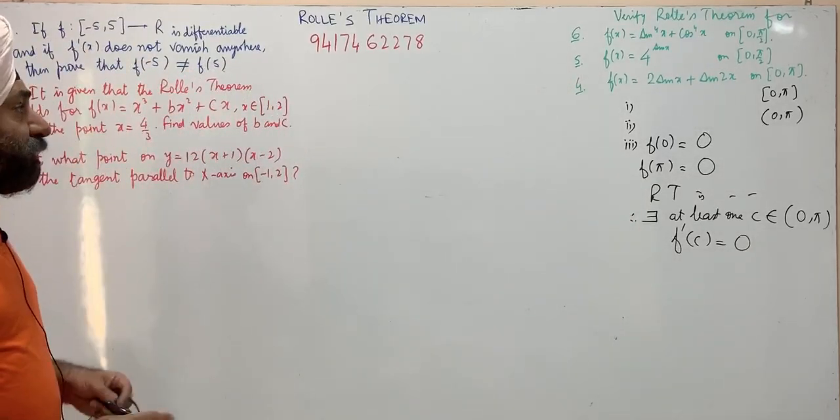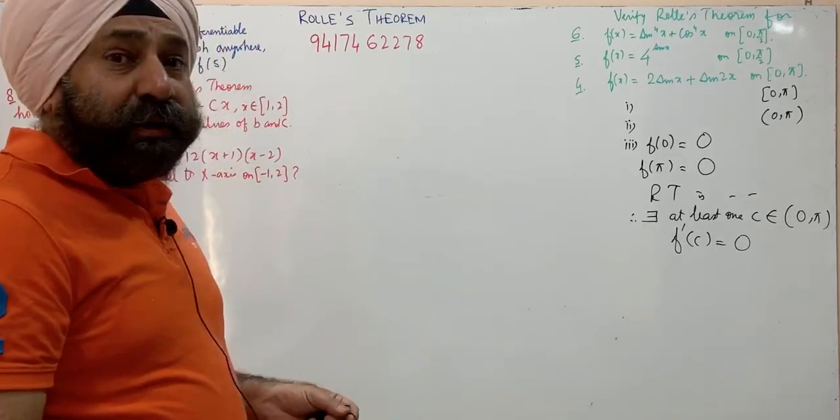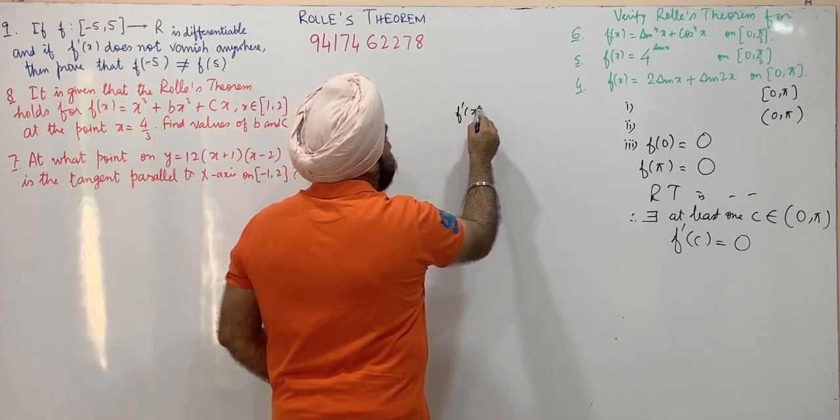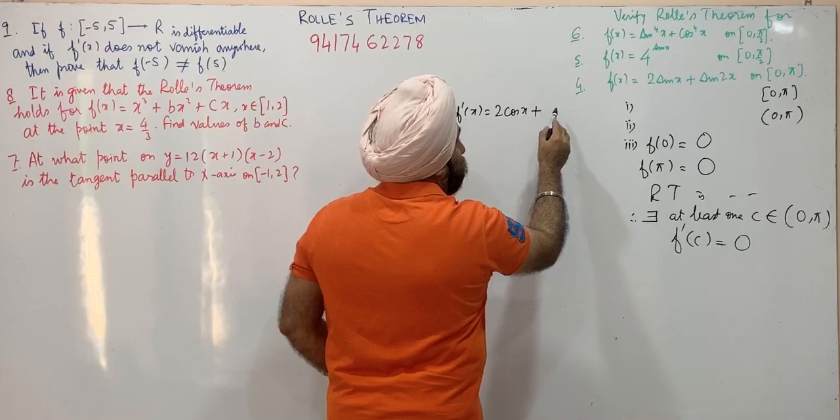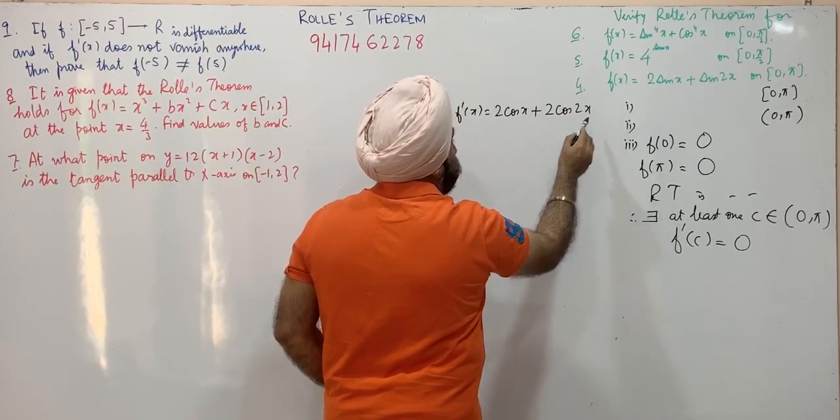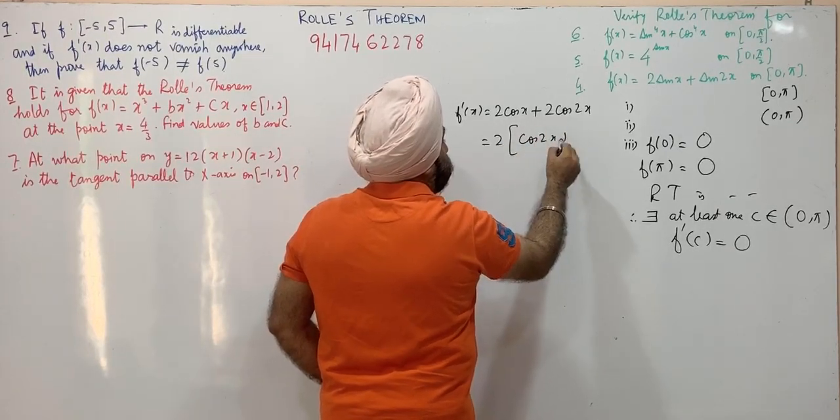We have to find the value of c. The value of c should lie between 0 to pi. So, let us differentiate: f dash of x is 2 cos of x. The derivative of sin 2x is cos of 2x into 2, so 2 cos of 2x. Taking 2 common, it is 2 times cos 2x plus cos of x.